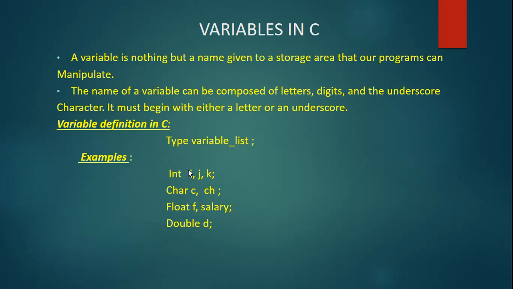In my example, int is one data type, and i, j, k are the different variables. Next is the character type. Char is my data type, and c, ch are the variable list. In case of float, float is the data type, and f, salary are the variable list. So this is the way to declare a variable in C programming language.